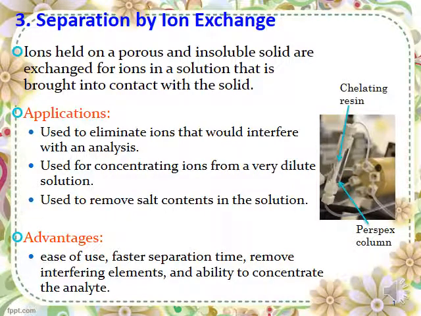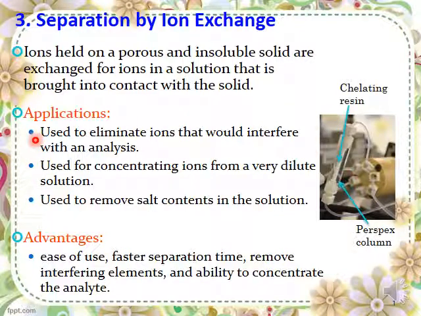Okay, the third type of separation is separation by ion exchange. So the mechanism will involve exchanging of ions. The ion of interest, which is in the solution, will be exchanged with the ion that is held in a porous and insoluble solid here, the chelating resin, when they are brought in contact. Let us look at the application to understand this better.